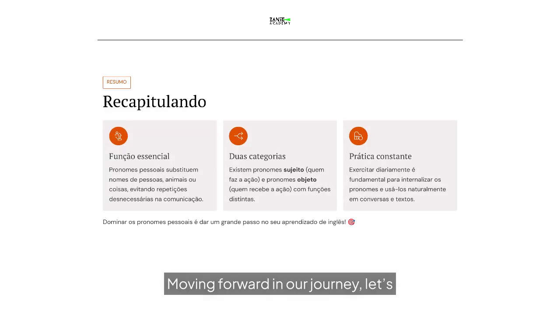Moving forward in our journey, let's recap the essential points we've covered about personal pronouns. Understanding these pronouns is crucial because they help us avoid unnecessary repetition in our communication. Instead of repeating names or objects, we can effectively use pronouns to keep our conversations flowing smoothly.